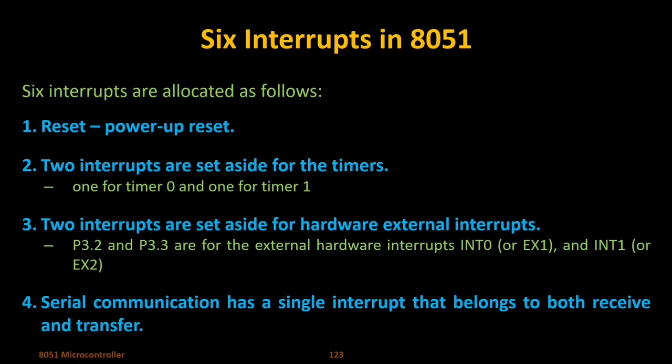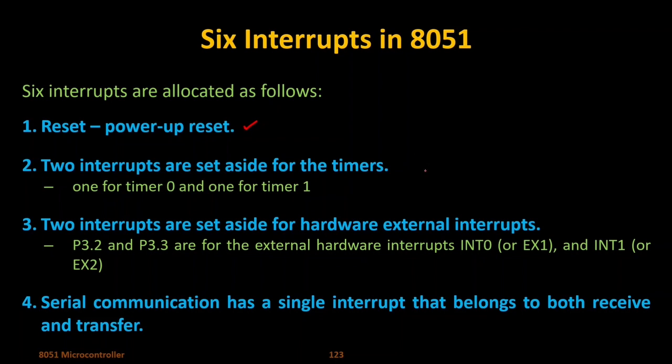So what are the interrupts we have? We are having 6 interrupts in the 8051. The first is the reset, which is the power up reset. When you press your reset button, it is going to set all your ports to FF, and it is going to move your data memory to 00 and your program counter to 0000, all those things happen, right? So it is an interrupt in terms of your 8051. It is your first interrupt.